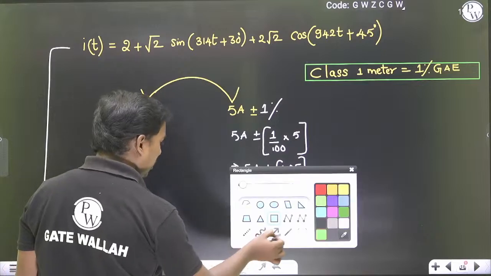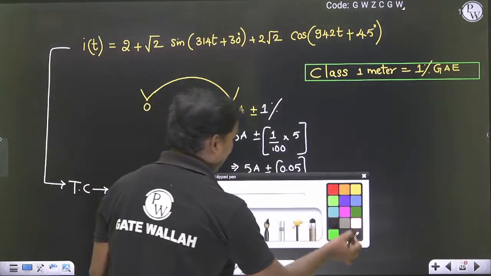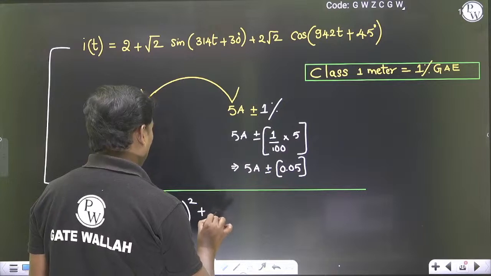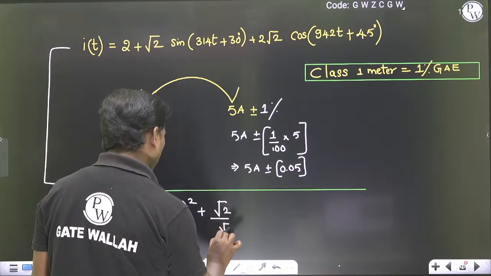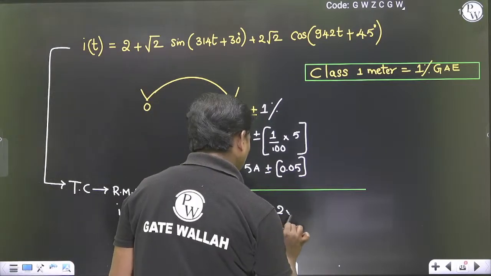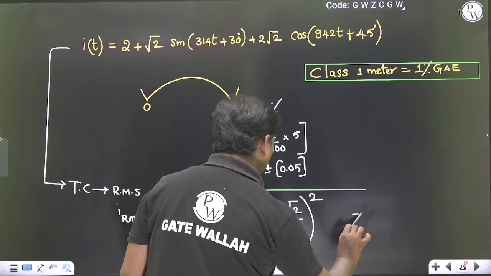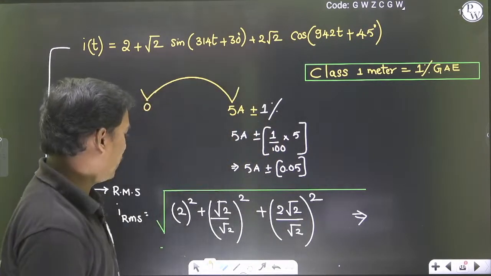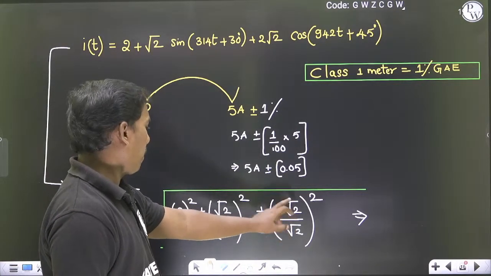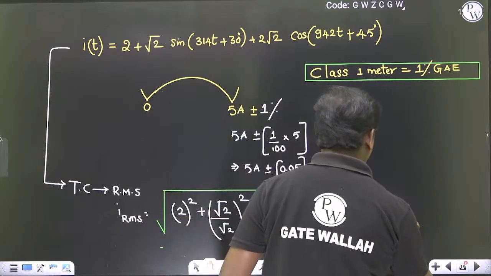So the RMS is like this. If you check the IRMS, this is 2 square plus root 2 by root 2 whole square plus 2 root 2 by root 2. So how much am I going to get? If you check, this is 1, this is 4, 1 plus 4 is 5, plus 4 is 9, root 9. So root 9 means I am getting 3 amperes.